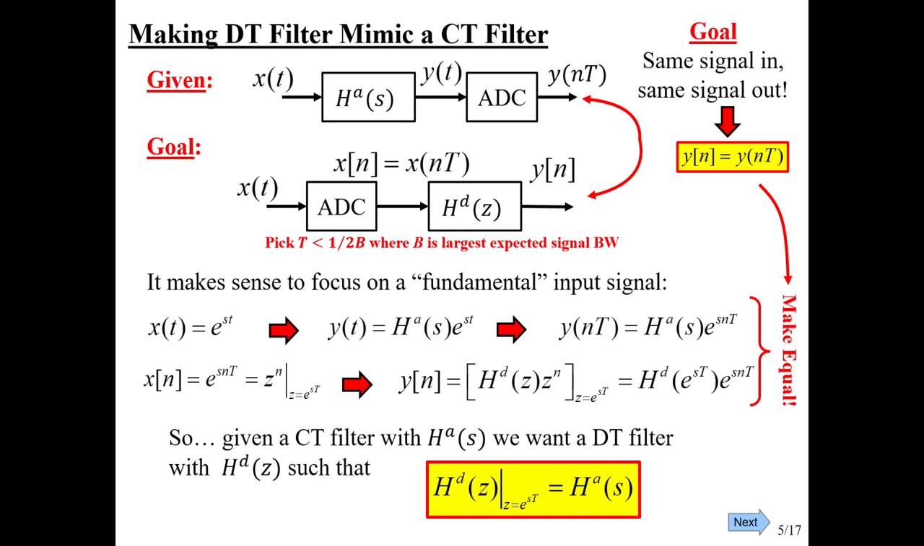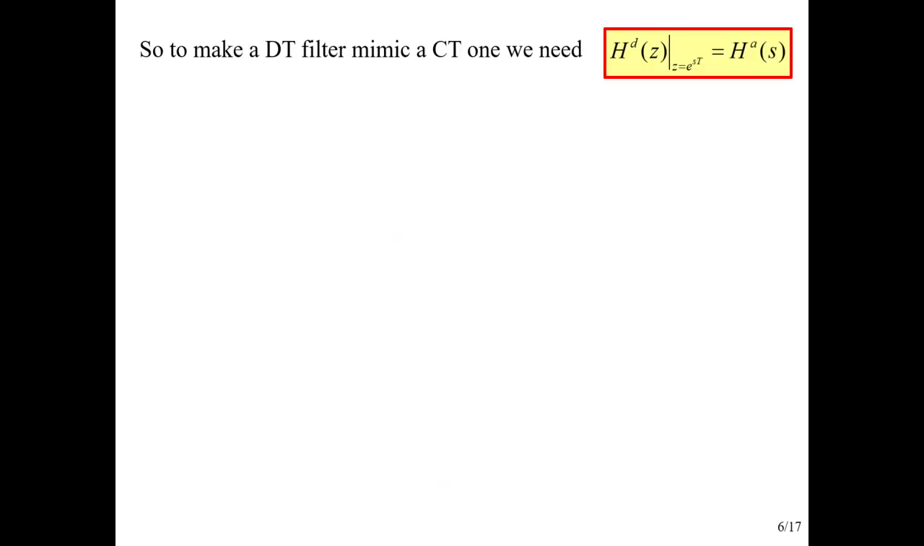So what that says then is if we want a discrete time filter that will mimic this given continuous time desired filter, we need to choose it such that if we replace z by e to the st, it equals our desired function. So that's the thing. Now the trick becomes, how do we pick such a filter? That's the goal. But it doesn't tell us how to pick it. It just tells us what we want to happen.